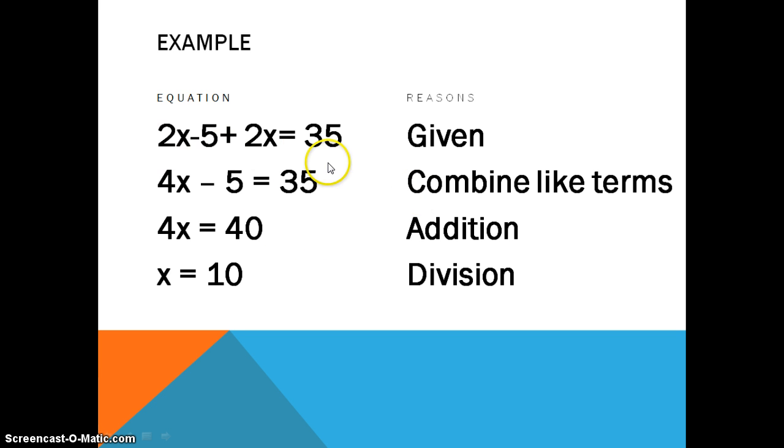Now I'm not showing my math between each of these steps, like putting plus 5 and plus 5, but you should be doing that on your paper. It's just that it was hard for me to type up these equations and have all those little steps in between.